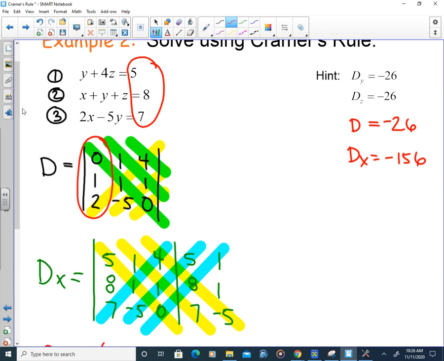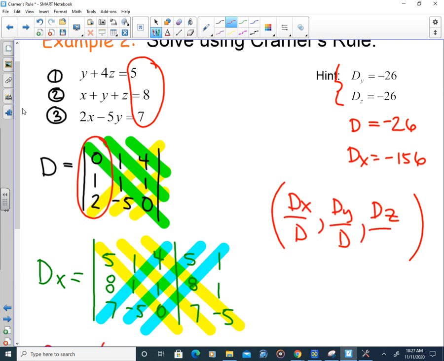Now we would find D of Y. And we would do D of Y the same way we found D of X. We would replace the Y coefficients. And then we would find D of Z. But luckily they gave us a hint and they already gave us D of Y and D of Z. So now, to find your solution, just like you did yesterday, you do D of X over D, D of Y over D, D of Z over D.